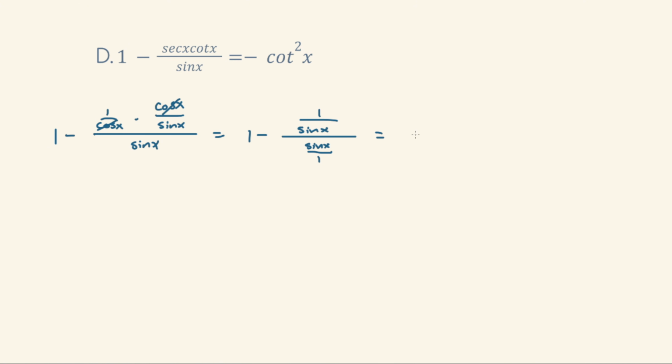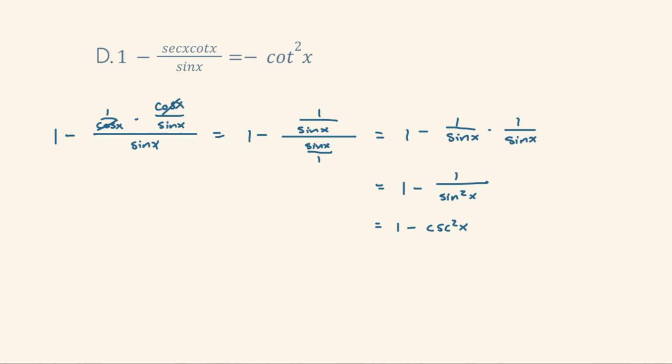So here we're going to have 1 minus 1 over sine x, and instead of dividing by sine x over 1, we're multiplying by 1 over sine x. Okay? So whenever we multiply fractions, the numerators multiply together, the denominators multiply together. So 1 times 1 is 1, sine x times sine x is sine squared x. Okay? Well, what is 1 over sine squared x? That's just cosecant squared x, right?